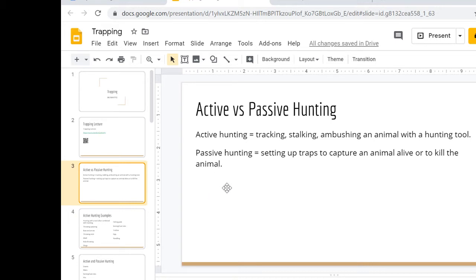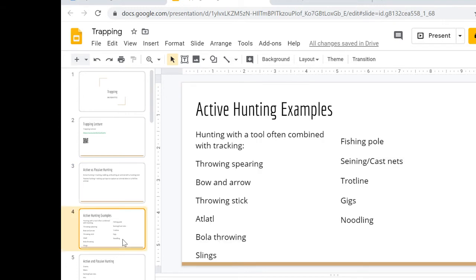Now, passive hunting is setting up traps. You're trying to increase your odds by setting up multiple traps in different areas that you know animals traditionally move around or move through to get food.